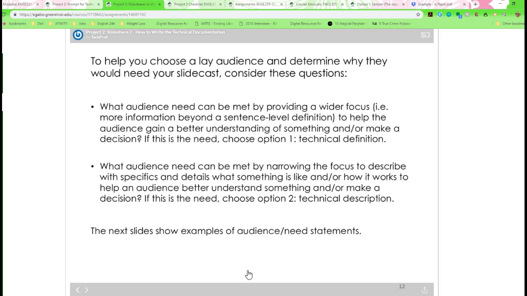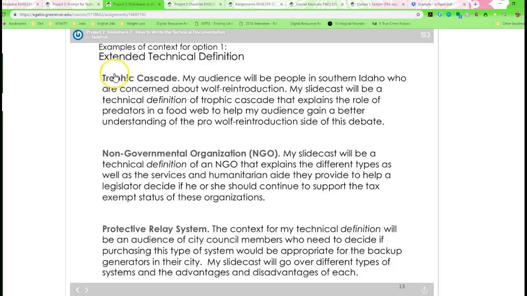If this is the need, choose option 2, a technical description. The next slide shows examples of audience need and statements. I'm going over this because I think it's going to help a lot of the Q&As that I've seen. So that's why I'm doing this first.